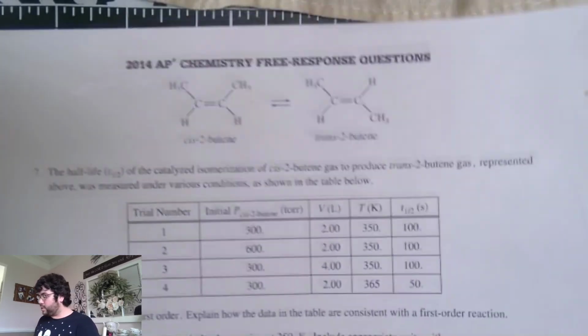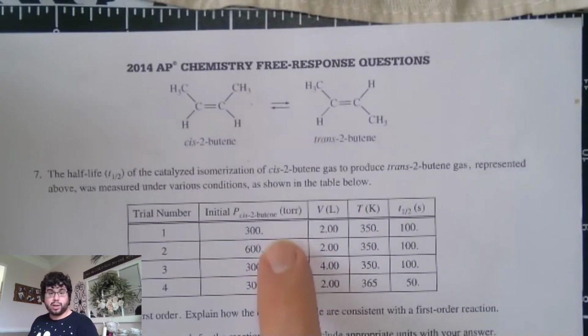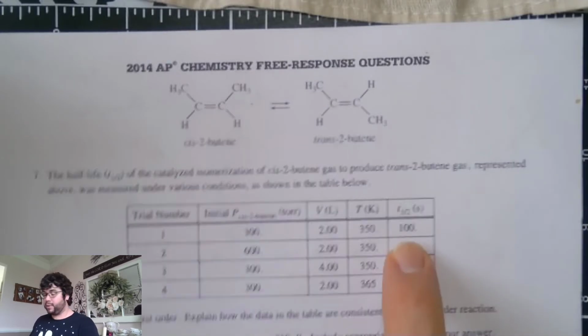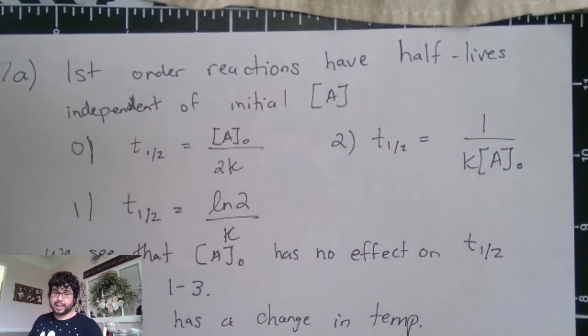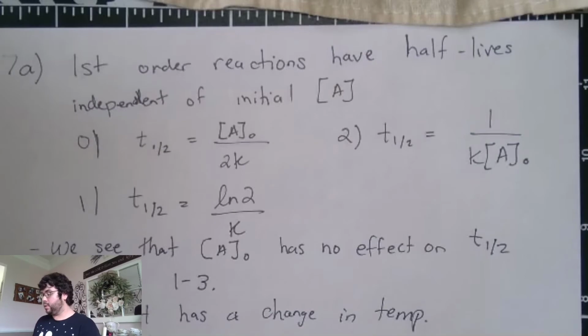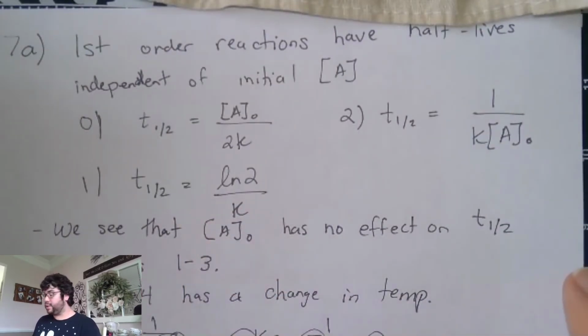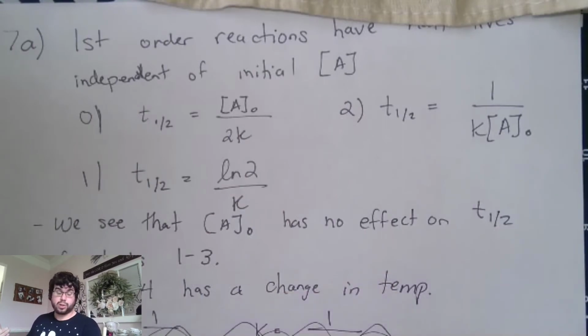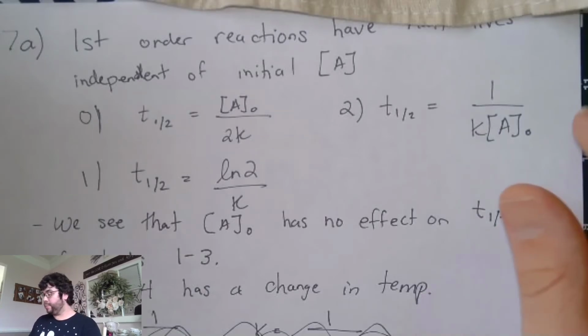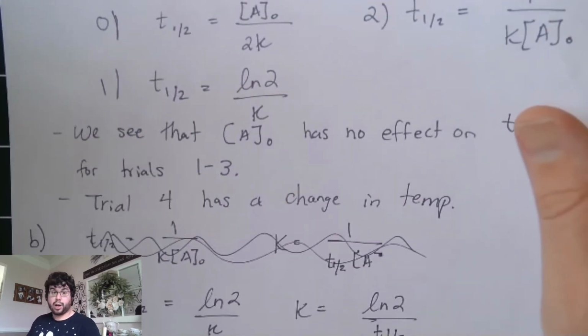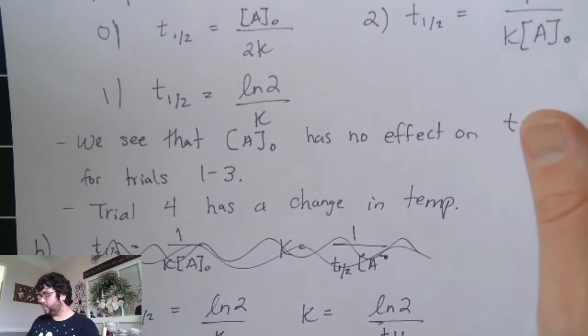And that's what we're seeing here. It doesn't matter what our concentration is, we still have the same half-life. So something to keep in mind is that first order reactions have half-lives independent of their initial concentration. So the half-life is equal to the natural log of 2 over K. So we see that the concentration, or in this case partial pressure, has no effect on the half-life, even though we're changing it in the data. And we still have 100 seconds as the half-life.